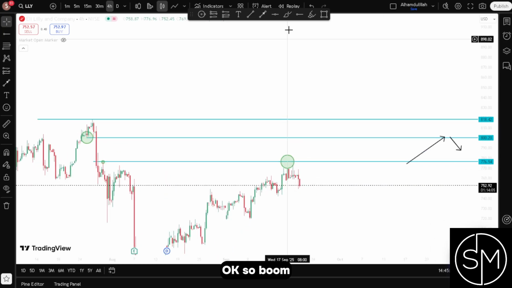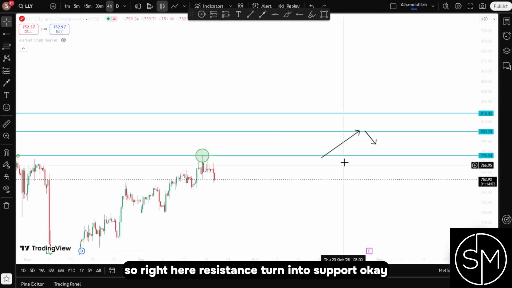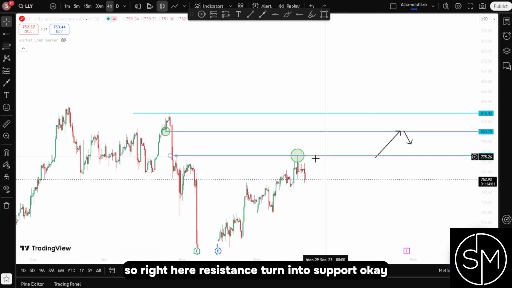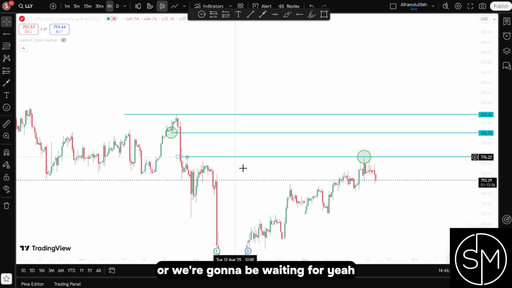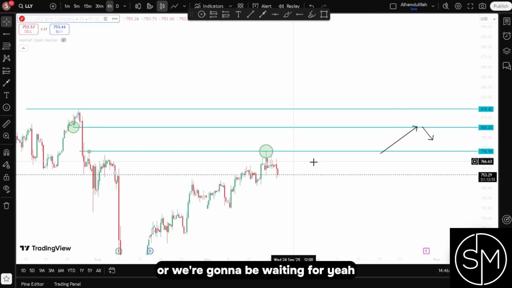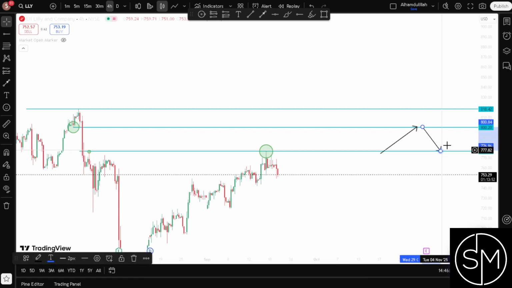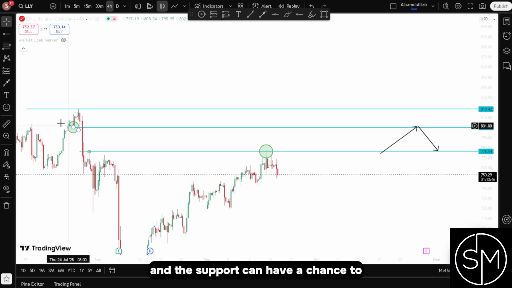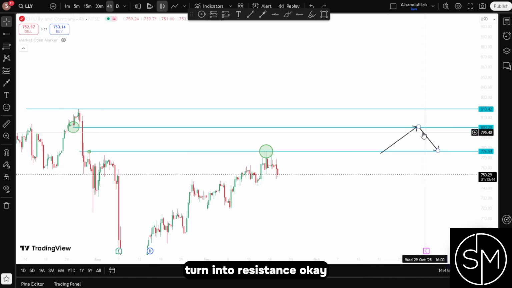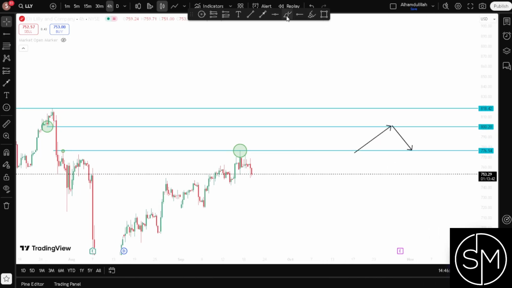So boom. Right here, resistance turns into support. Or we're going to be waiting for resistance to turn into support. And then up here, it's going to be our take profit because the support's right here, and the support can have a chance to turn into resistance.